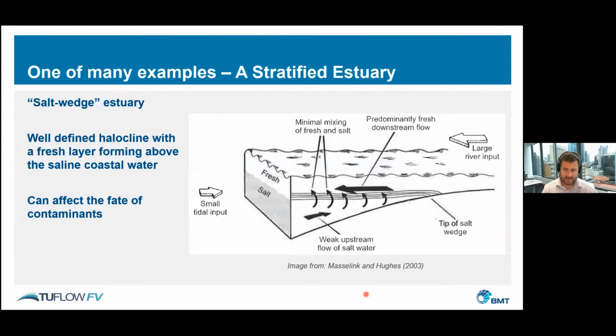And so what we're looking at here is what we call a salt wedge estuary. We have typically fresh water flowing down a river. We have salt water coming in from the ocean. And we have a halocline that forms in between these two layers. And essentially, the fresh water floats over the top of the salt water, and there's very little mixing between the two. And that can really affect the fate of contaminants that you might put into that system.